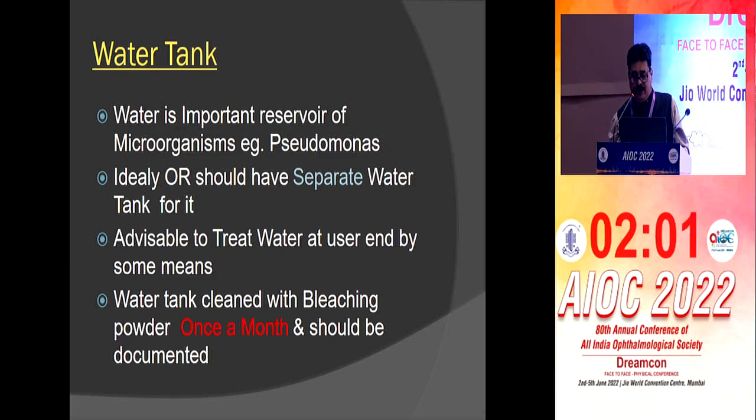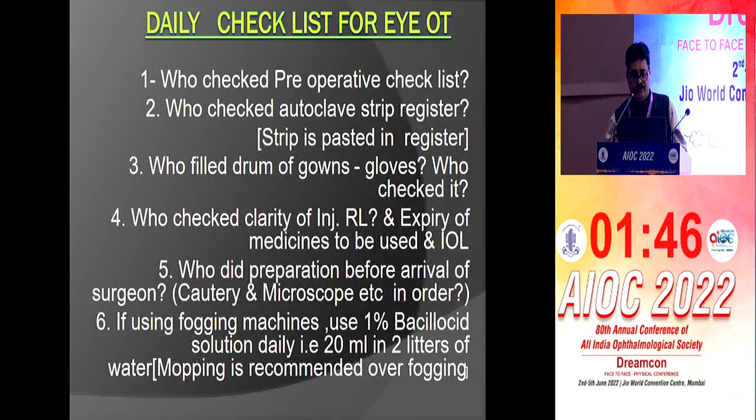Advise treating water at the user end by some means. The water tank should be cleaned, and bleaching powder added once a month. It should be documented. I keep a register so that I know when it was cleaned before. Documentation is very important for NABH and for the court.